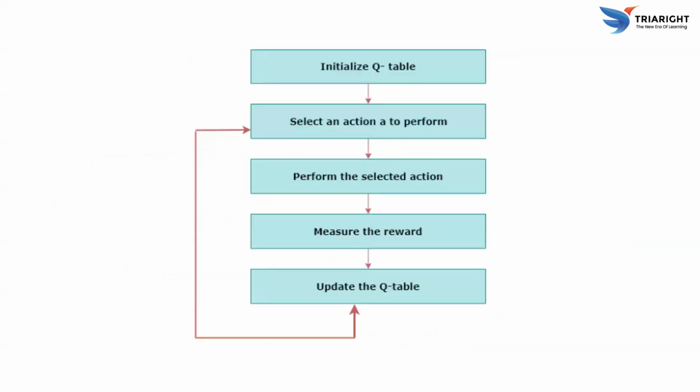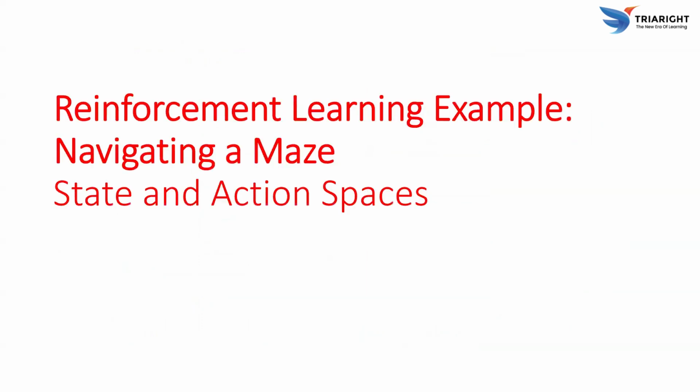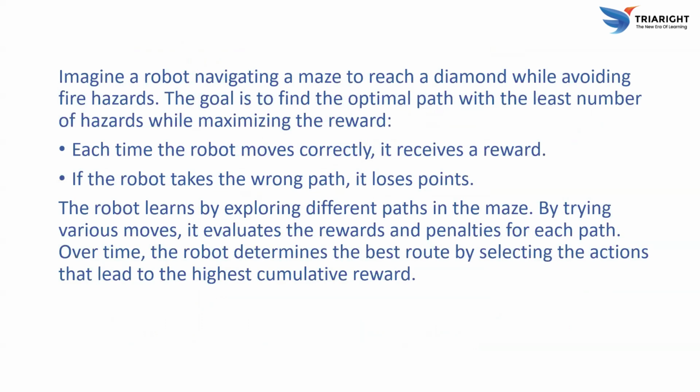So first we initialize a Q-table, select an action to perform, perform the selected action, measure the reward, and update the Q-table. Reinforcement learning example: navigation, a maze with states and actions. So imagine a robot navigating a maze to reach the diamond while avoiding fire hazards. So the goal is to find the optimal path with the least number of hazards while maximizing the reward.